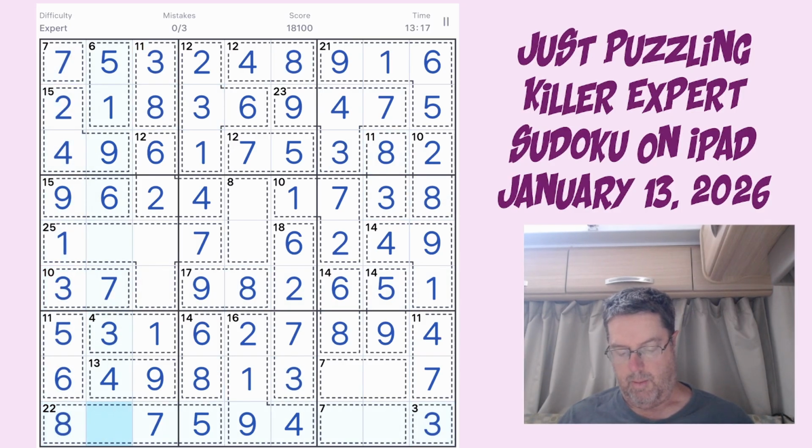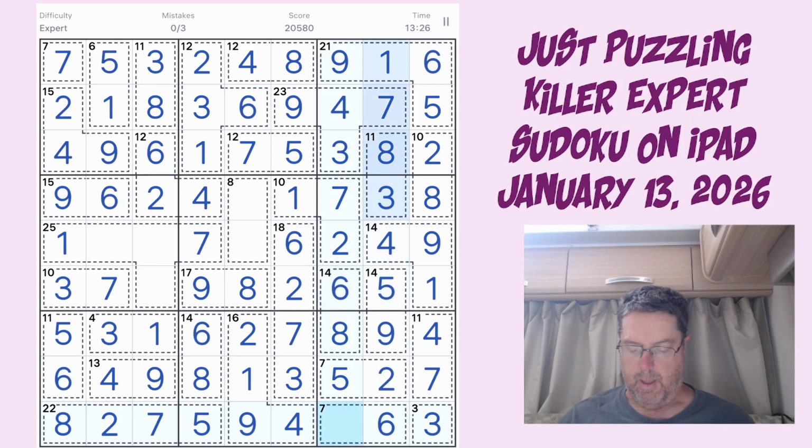8's there, so this has got to be a 2. Still got 2 and 5. 5's there, leaving this to be a 2. 6 is here, leaving this to be a 1. 5 and 3 here, so that's a 5, leaving this to be a 3. 1, 2, 3, 4. So that's a 4 there. 1, 2, 3, 4, 5. 5's there, leaving this to be an 8.